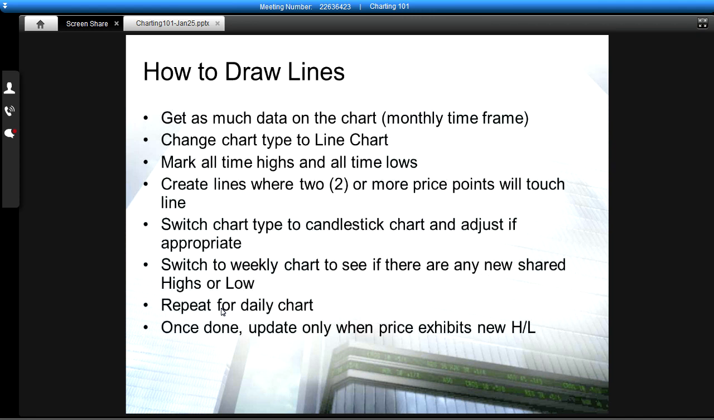Then I switch to the candlestick chart and adjust appropriately, because now I'm including the highs and the lows, more information that's available than what's in a line chart, so the line could adjust a little bit. And then I work down to the weekly chart, add a few more, and then work down to the daily to see if there's any short term. So this seems like a lot of work to do, but once you do it for a chart, you really don't have to do it anymore for the support and resistance lines unless it starts breaking through to new areas or new support and resistance areas show up. So then you would mark those lines.